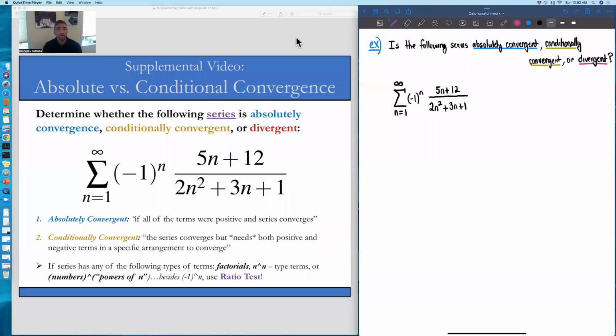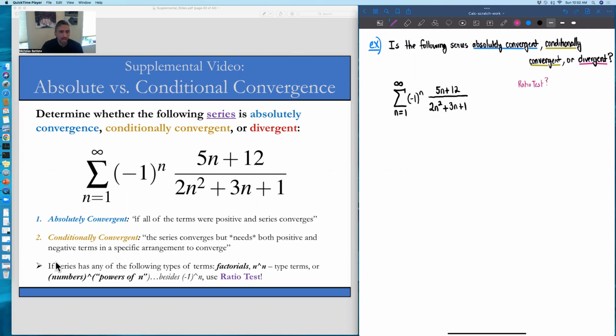In this video, we're going to try to determine whether a series is absolutely convergent, conditionally convergent, or just flat out divergent. So a series we're going to test is the one on the left-hand side here: the sum of (-1)^n times (5n + 12) over (2n^2 + 3n + 1). Whenever we're handed these problems, the first thing we ask ourselves is, can we just use the ratio test on this problem?